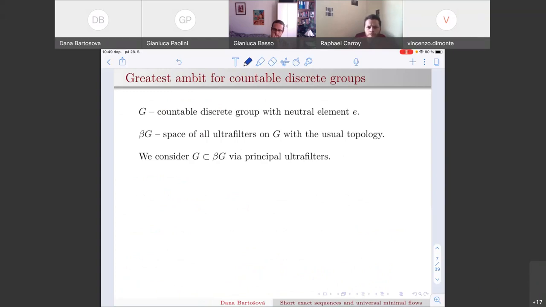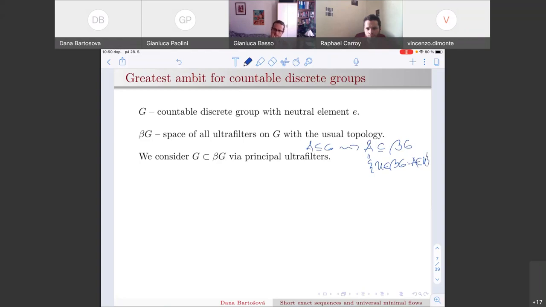So if I have a countable discrete group, although you can forget the countable here, then you take the Stone-Čech compactification. I said Čech-Stone, losing my roots. That is the space of all ultrafilters on G with the usual topology. But let me remind you what the usual topology is. For every subset of G, we have a clopen subset of beta G, which is given by all the ultrafilters that contain that set.